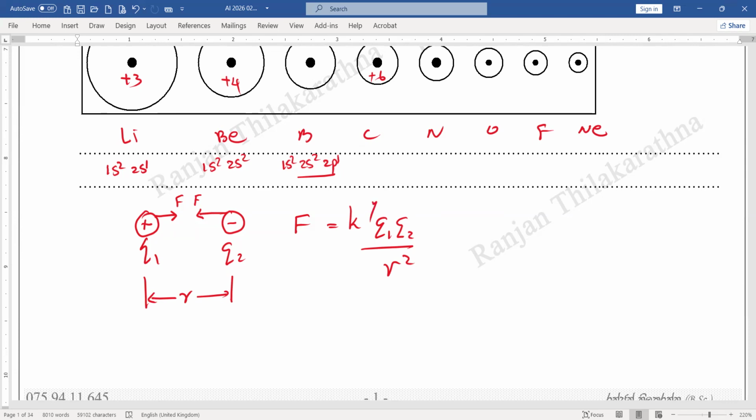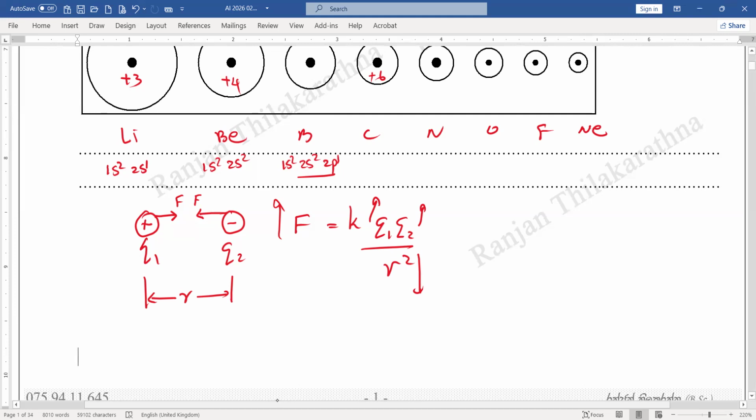Then when the Q value is getting bigger and bigger, the F value will be increased, therefore the R value will be decreased. That's why the size of the atom decreases from left to right. You may have already studied that thoroughly under the first lesson. All these are known things now, if you have done the variation of the atomic radii in that part.